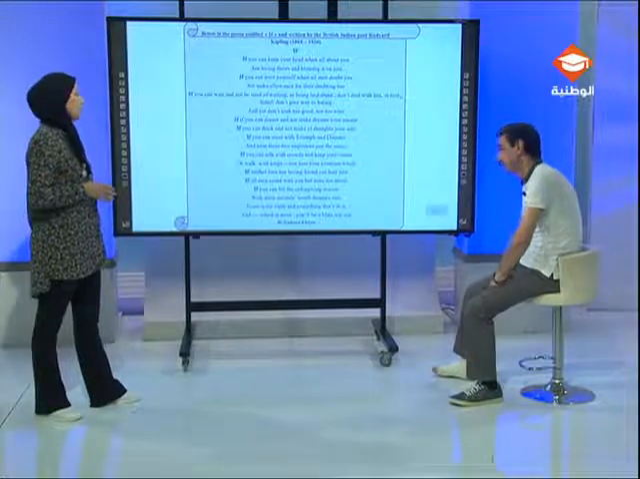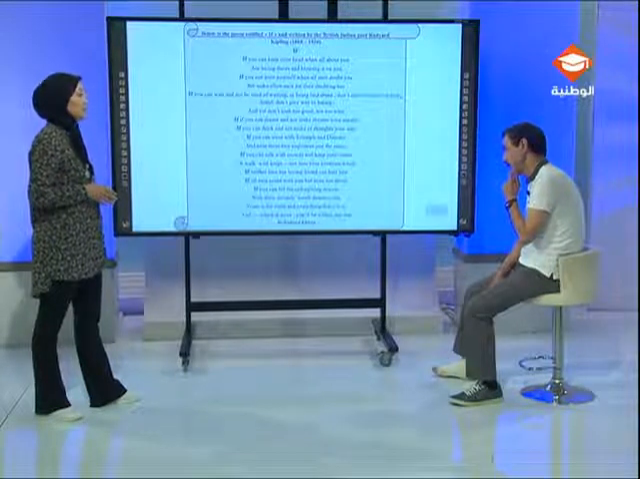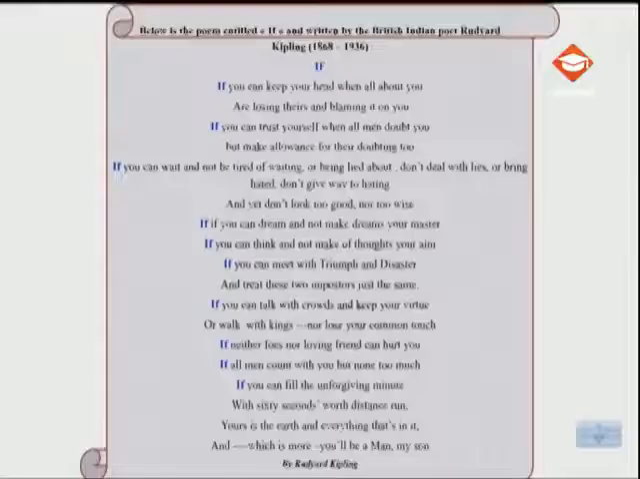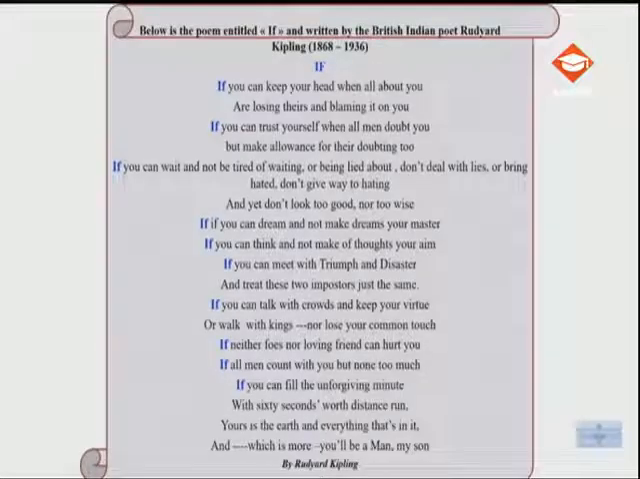And which is more, you'll be a man, my son. So do you have just one result or two? Two. What are they? Yours is the earth, so you'll be the owner. You'll be the owner of the earth, the master of the earth, of your own destiny. Yes, you have control over it.